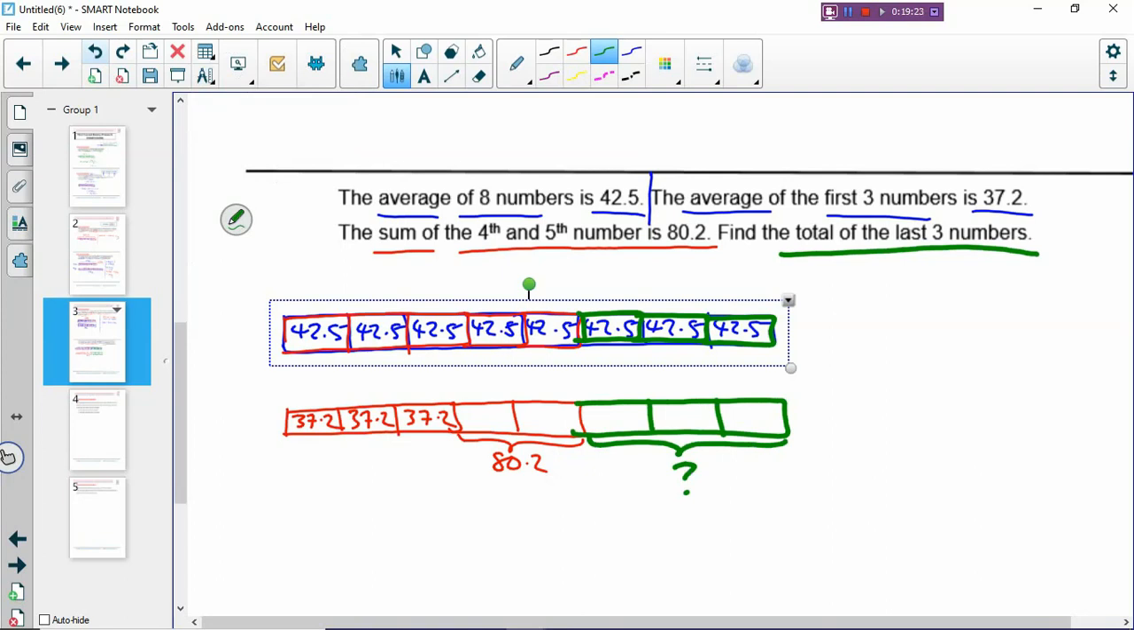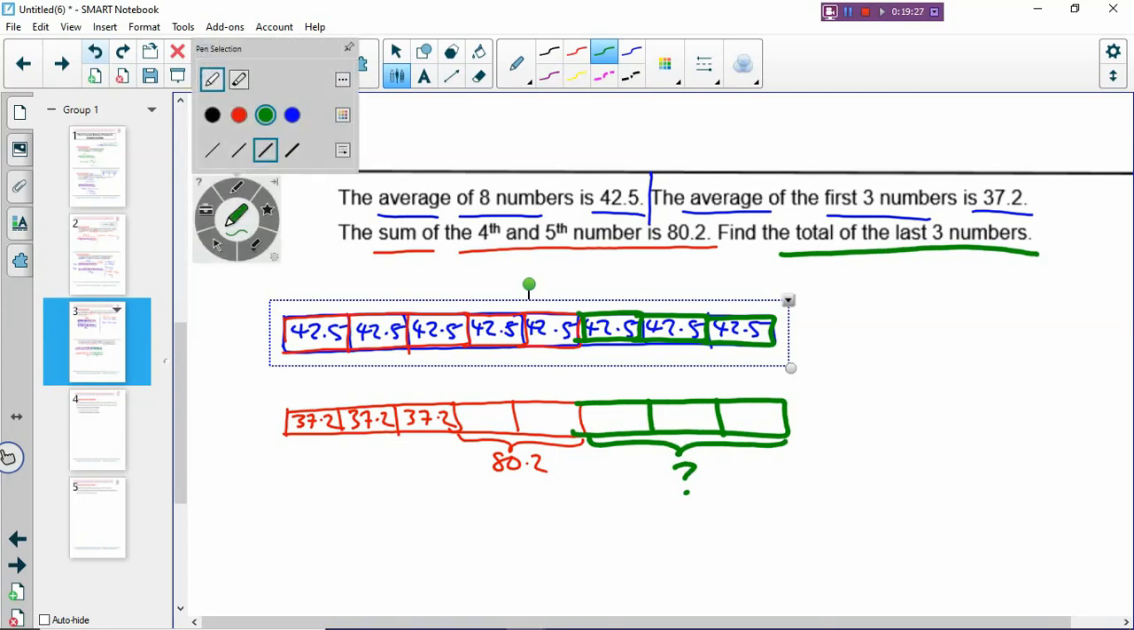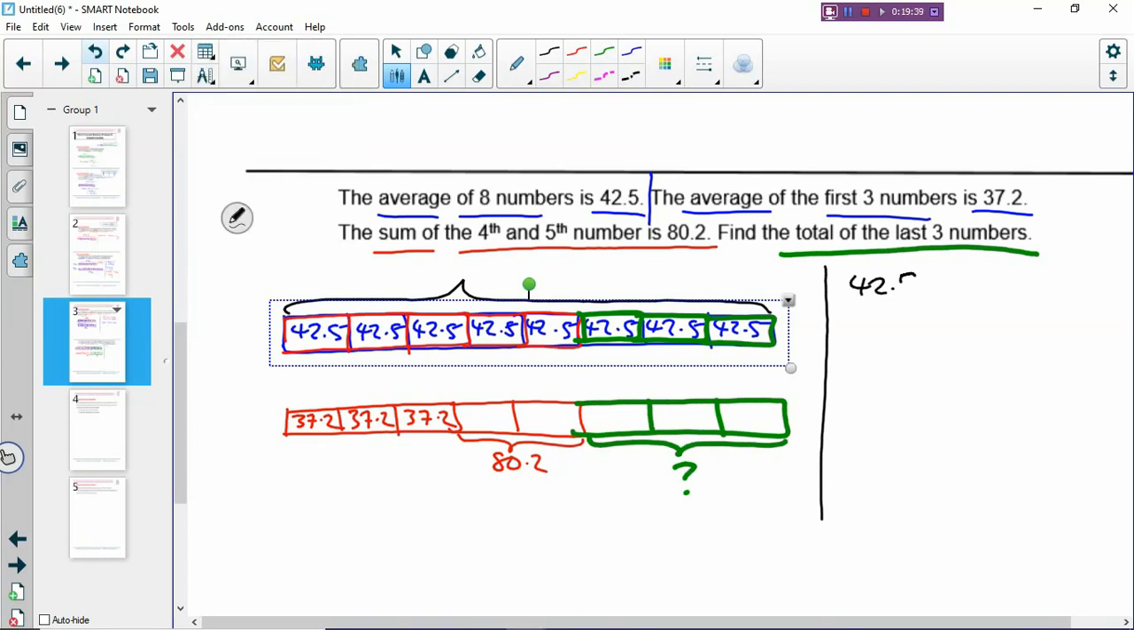So can you find that question mark already? Yes, we can. So how do we do that? We can find the total of all the 8 numbers that you see over here. So you apply your formula, which is average. The average of 8 numbers, so you times 8 to give you the total. So you have 42.5 times 8, and you will get 340. That is the total of all the 8 numbers.